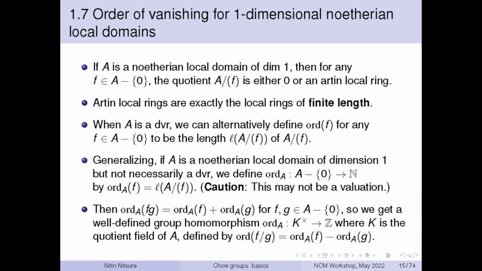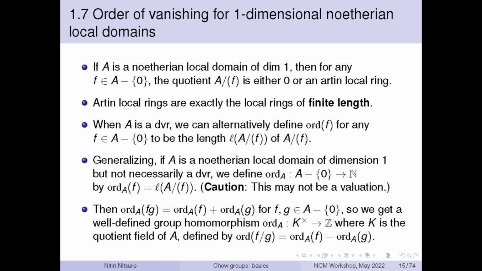Okay, so we have generalized this, but caution, this is not a valuation. For example, this example shows, if it was a valuation, then something whose value is 0 should be in the ring, but this one is not. And now with this definition, the order is still additive. This is given in the notes. Good exercise for you, that this order is additive.